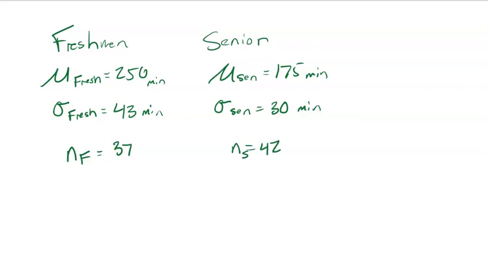Again, what I'm doing now is building a sampling distribution. I'm saying, hey, a sample of freshmen doesn't have to be 250. It could be anything, right? A sample of seniors doesn't have to be 175. It could be anything. I'm talking about a sample, and I understand that samples vary. But what we're looking at is the difference between these two samples. So we want to build a sampling distribution showing all possible differences between a sample of 37 freshmen and 42 seniors.